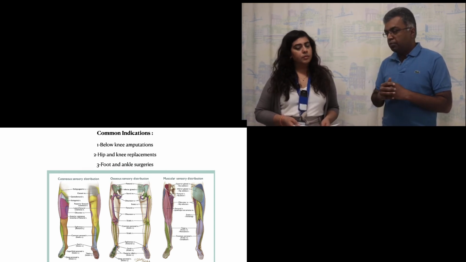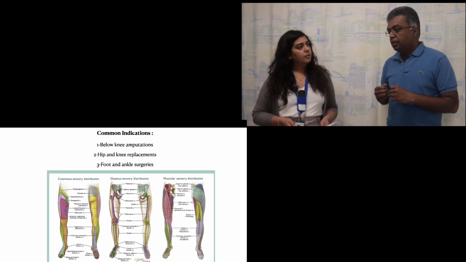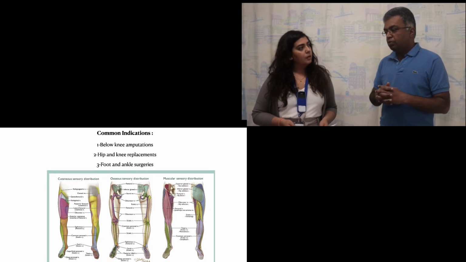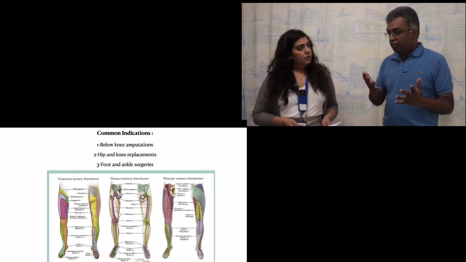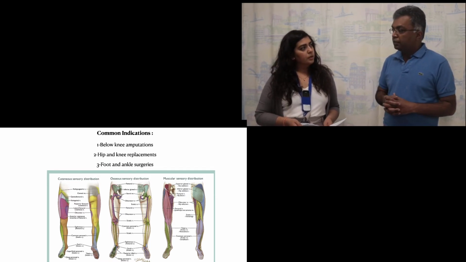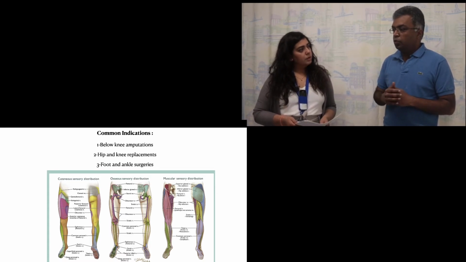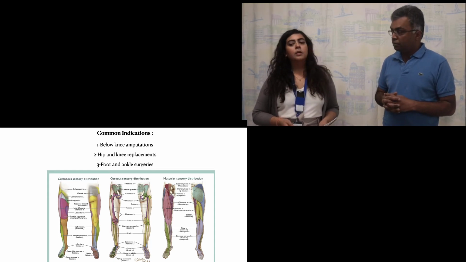There's only one exception, which is the posterior femoral cutaneous nerve, which could supply a bit of the back of the leg, but we don't normally block it, though it is possible to block it higher up in the subgluteal region. But it is the main nerve that supplies the lower leg. So for any surgeries in the ankle or the foot or the lower leg, this is the preferred block, or the most important block that we need to do.